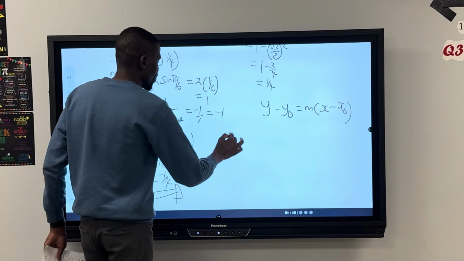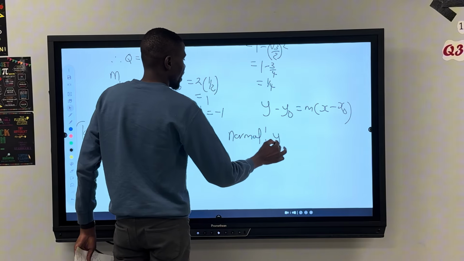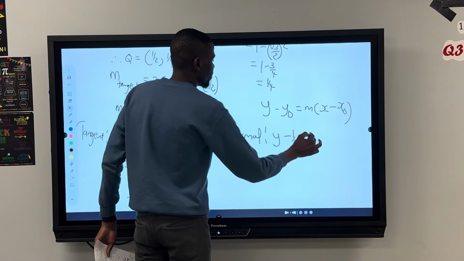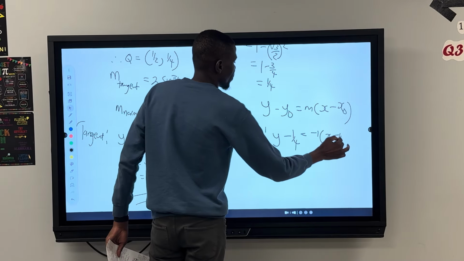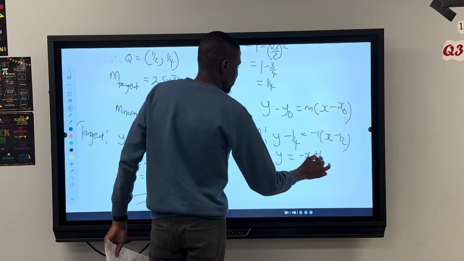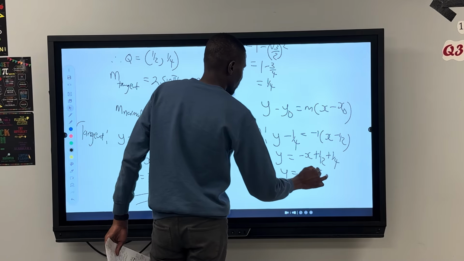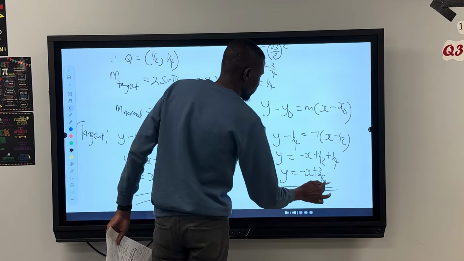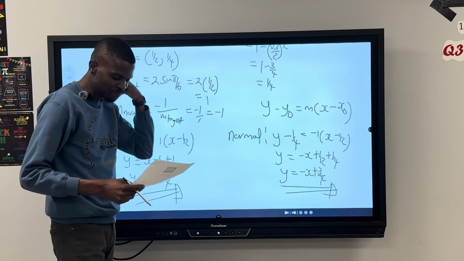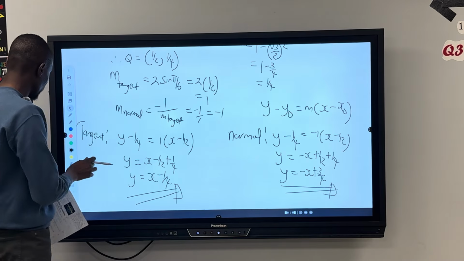Then the equation of the normal. So the equation of the normal is going to be y minus the same thing, 1 over 4, equal to negative 1 times x minus 1 half. So y is equal to negative x plus 1 half plus 1 over 4. So y will be equal to negative x plus 3 over 4. So this is the equation of the tangent, and that's the equation of the normal, right?